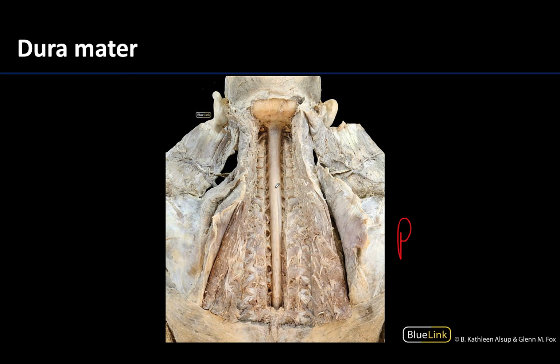And you can see just how robust and thick the dura mater is. And in order to be able to see the spinal cord, you would have to make an incision and reflect it open in order to get into those deeper structures.